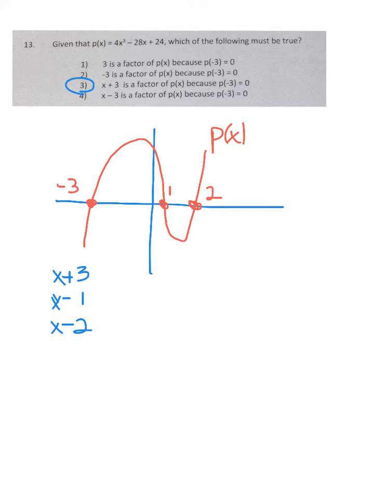Now I just want to talk for a quick second, though, about choice 4. X minus 3, first of all, it's not a factor. X minus 3 would be the graph hitting at x equals positive 3, which doesn't happen. Okay?